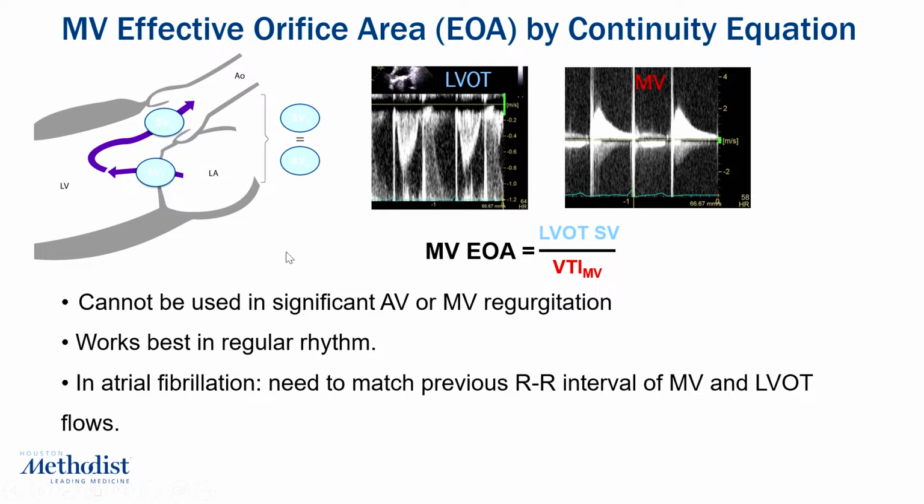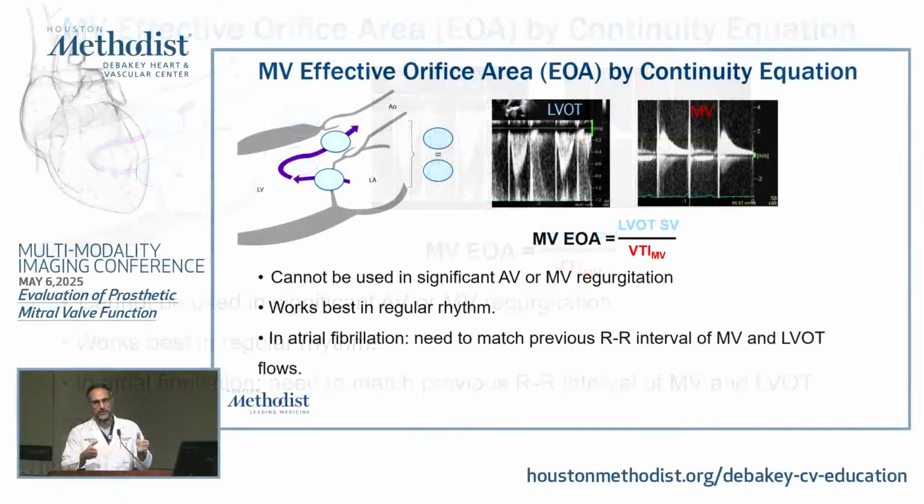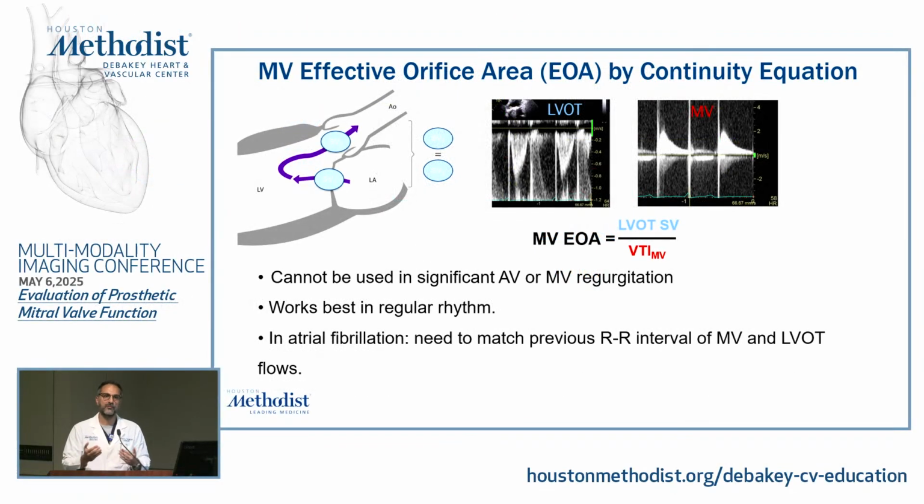It works best, obviously, in regular rhythm. If you have somebody who has atrial fibrillation, since you're measuring two flow locations, if you want to measure them and use them in the same formula, they have to be within the same previous RR, right? So that you get the same stroke volume, right? If you measure one with a short RR, you will have a small stroke volume, and the other with a longer preceding RR, you're going to have a higher stroke volume, and then you're going to have different numbers just based on that.